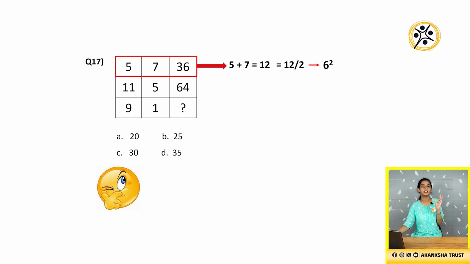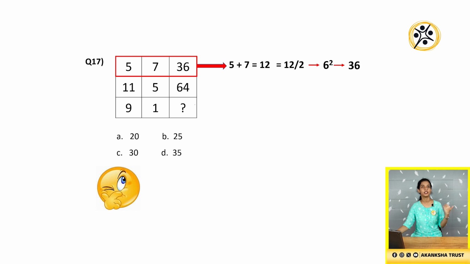So here it becomes a bit complex, but it is a combination of addition, division and squaring the result that you get. That is 5 plus 7, 12. When you divide it by 2, you get the answer as 6, and the square of 6 is 36. That is the third row entry.